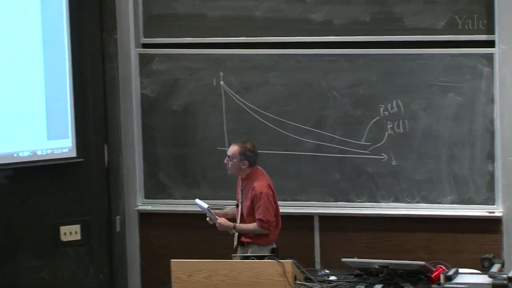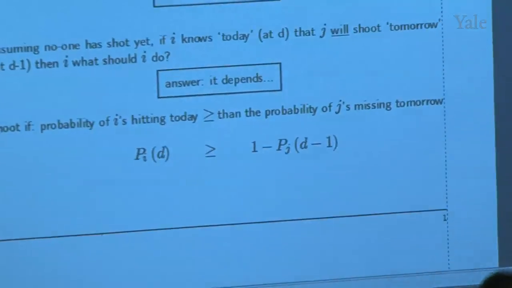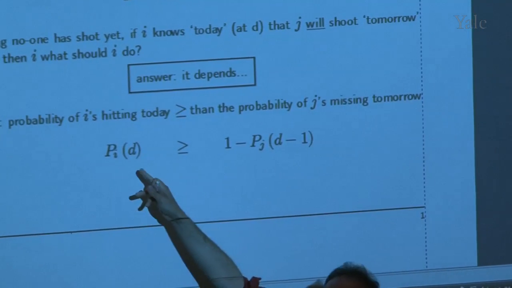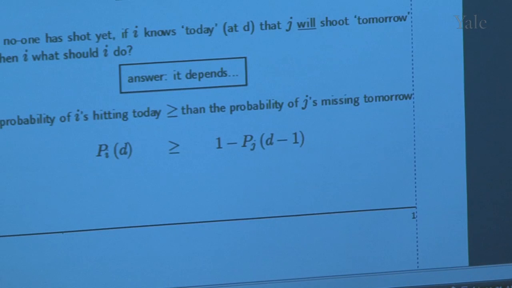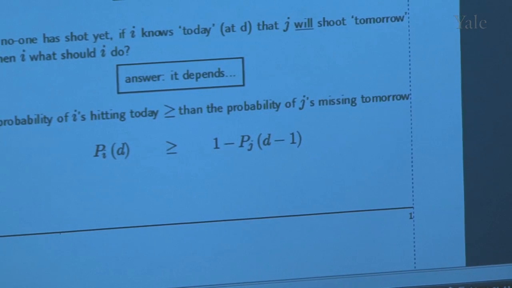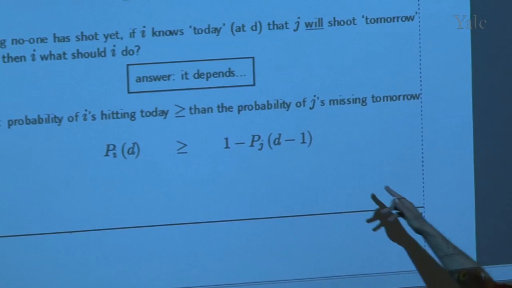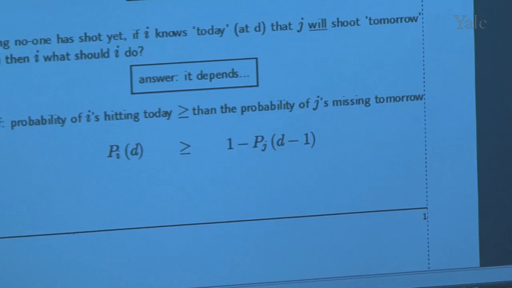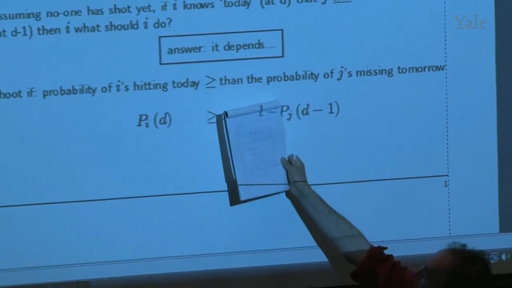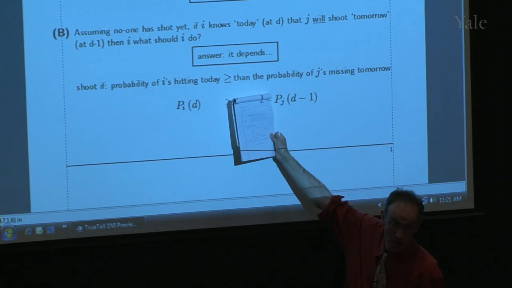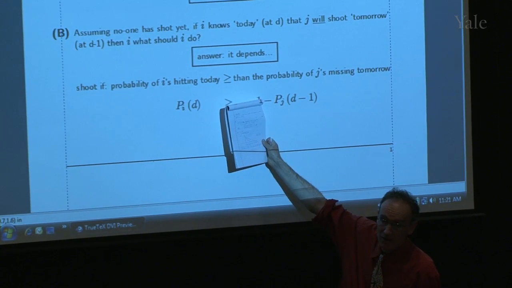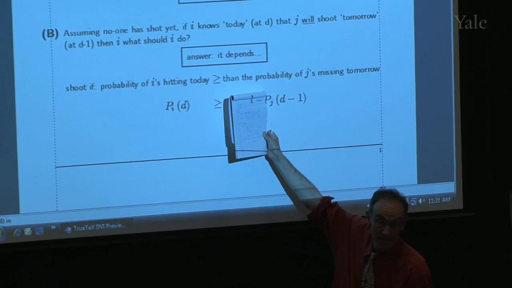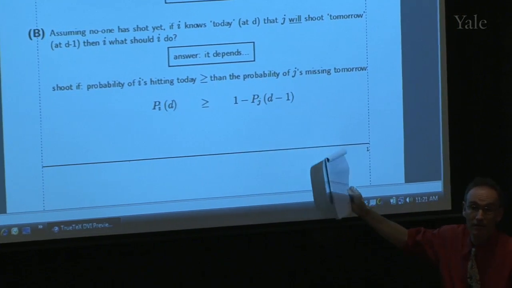So what's the probability that I hit today in our notation? That's the probability that I hit if I shoot at distance D. It's what we call PID. PID is just the name we've given to the probability that I hit today if I shoot today. The probability that J misses tomorrow is a bit more complicated, but not that complicated. The probability that J hits me tomorrow is just PJ D minus 1. It's D minus 1 because they're closer together now. And so that's the probability that J hits me tomorrow. The probability that he misses is 1 minus that.